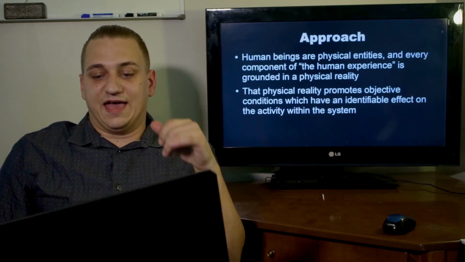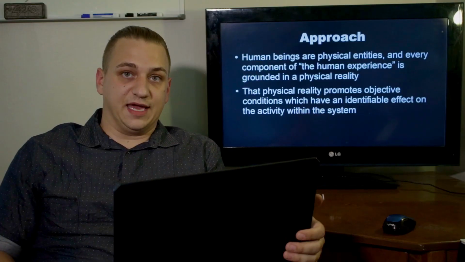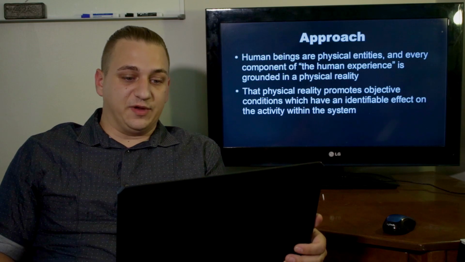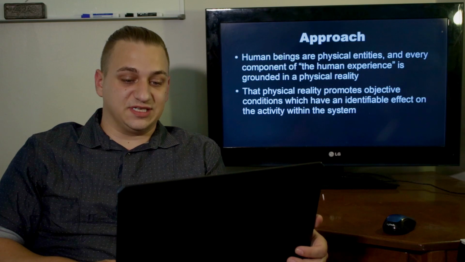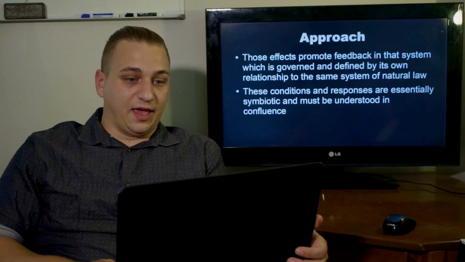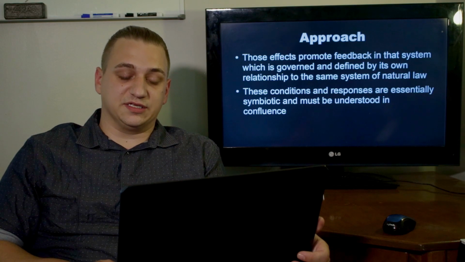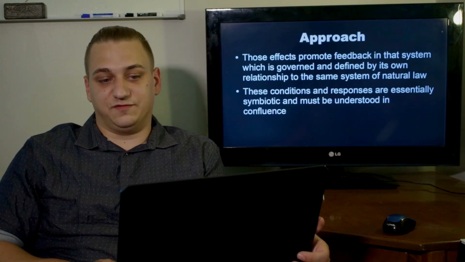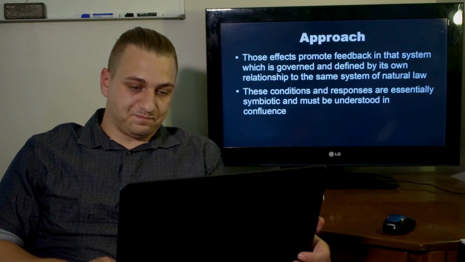To this we add that physical reality promotes objective conditions, which have an identifiable effect on the activity within the system, meaning that we can reasonably and reliably say that components of the system and variations within the system function objectively and according to rules and natural laws. And that those effects promote feedback in that system, which is governed and defined by its own relationship to the same system of natural law, which is simply to say that not only is the system constructed of natural components and influenced by nature, but its function and behavior is likewise essentially natural.